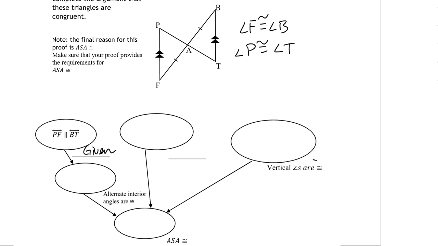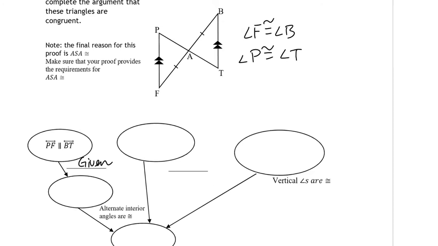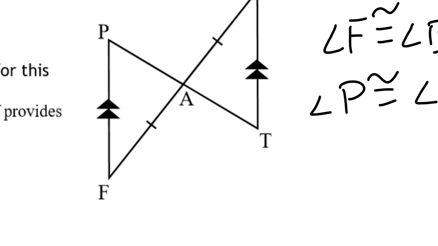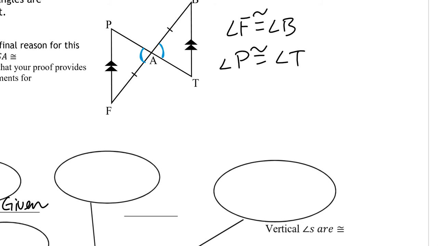This is interesting. This says vertical angles are congruent. Well, the only vertical angles that I have in my diagram are the ones located right here. This angle and this angle are both in the triangles, one in each triangle, and they are vertical angles. They fit the definition: two lines intersect, and they're the non-adjacent angles. So those are vertical angles, and vertical angles are always congruent. That's the vertical angles theorem.